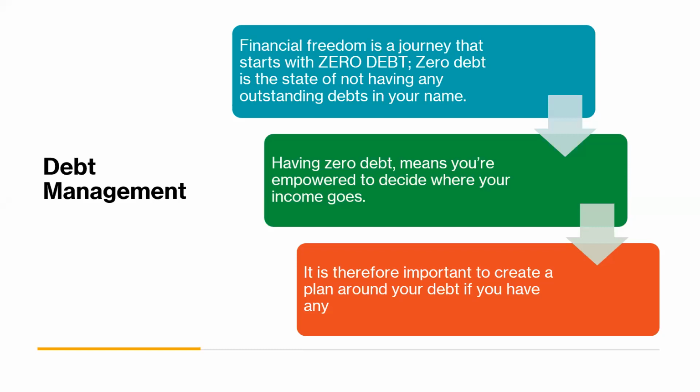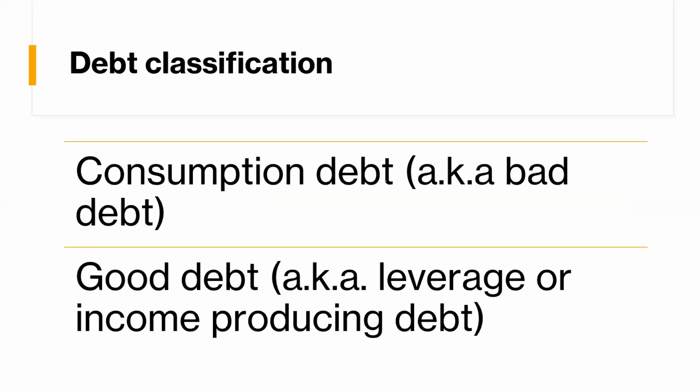Having zero debt means you are empowered to decide where your income goes. When you don't have debt, your 70,000, in the case of Janet, you can tell your 70,000 where to go because you have no debt on your neck. It is therefore important to create a plan around your debt if you have any. There are 2 broad categorizations of debt.